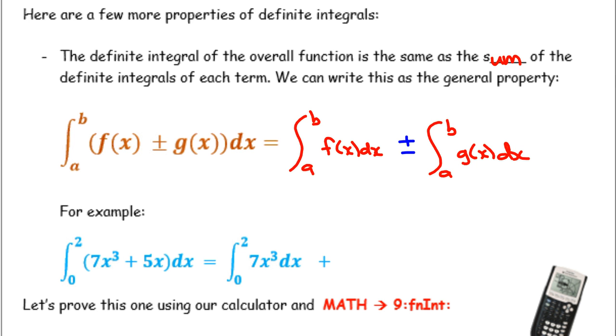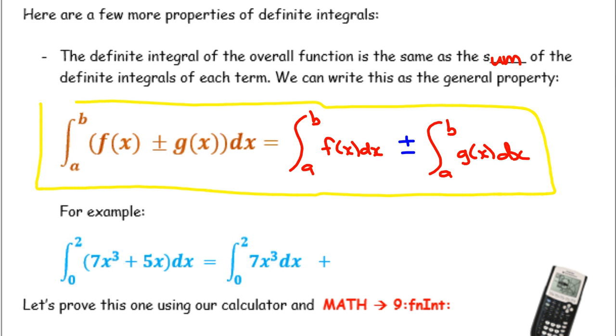So just pointing out that if it's two separate functions added together, you can separately integrate each one and add or subtract them, whatever it was. If it was plus, add them. If it was minus, subtract them. Oh, so you just split up the formula. Yeah. And that's if it's two functions added together, like f of x and g of x, or two functions subtracted from each other.